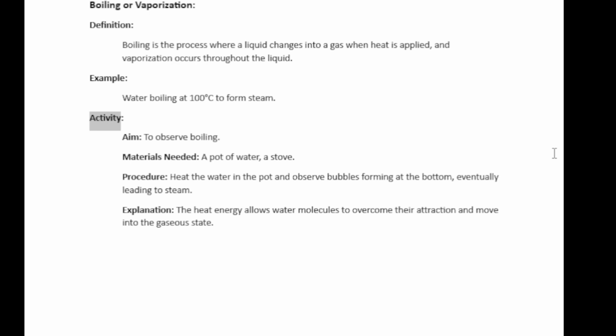Activity. Aim: to observe boiling. Materials needed: a pot of water, a stove. Procedure: heat the water in the pot and observe bubbles forming at the bottom, eventually leading to steam.